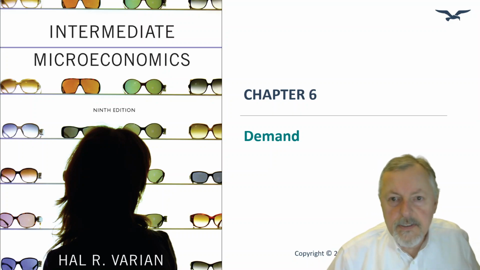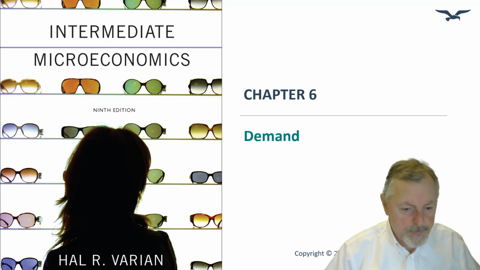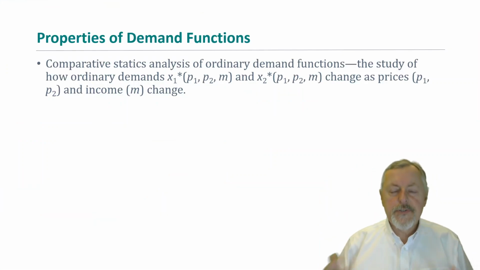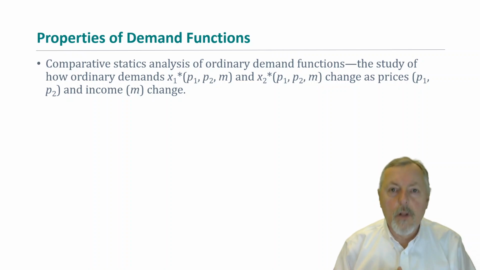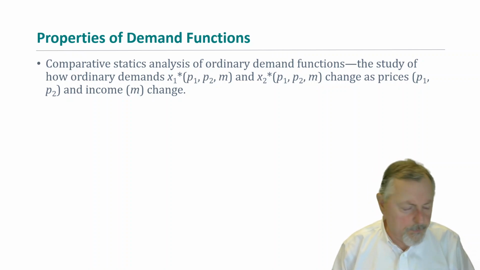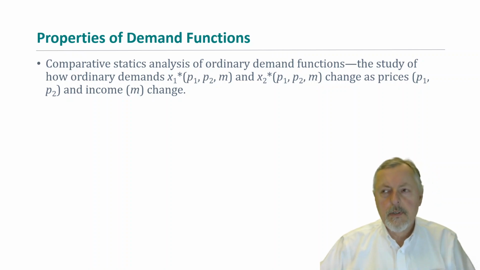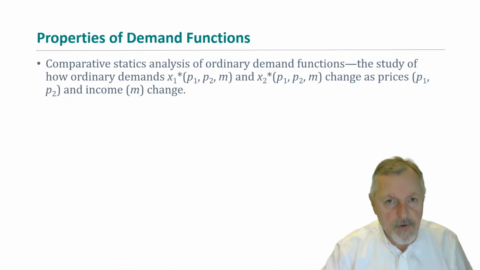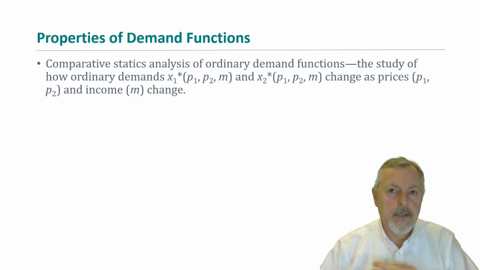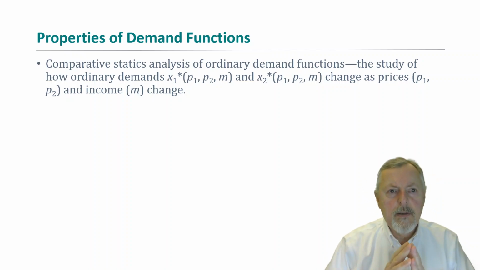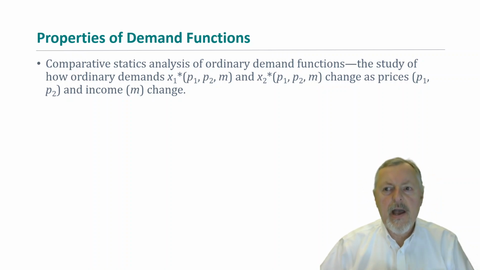Welcome. This is the lecture for Chapter 6 on demand. This chapter is sort of the pinnacle of everything we've been studying so far. In this chapter, we put together budget constraints, preferences, prices, income, and we begin to see how these things can change.